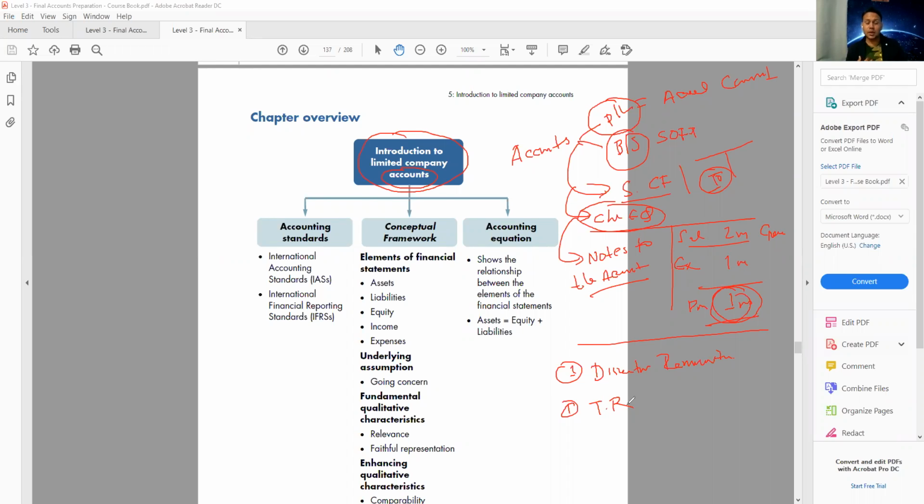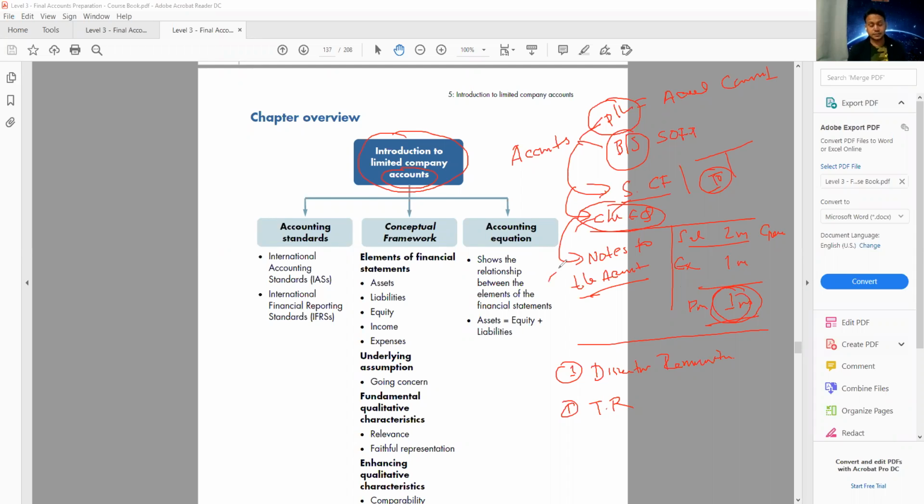So that when they read it, they can get clear what that means. So this is very, very important. This is also part of the accounts. So we understand how many things: the profit and loss account, statement of financial position, statement of cash flow, changes in equity, and notes to the accounts.